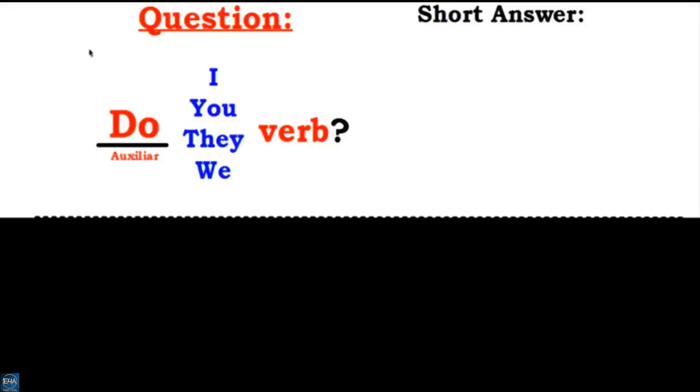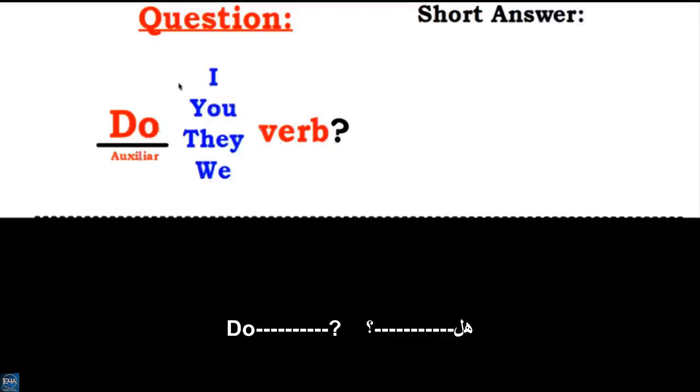Okay, today the grammar is the question for the simple present. The question in the simple present, we start with an auxiliary. For the subjects I, you, they, and we, the question auxiliary is do. So, do, then the subject, then the verb.